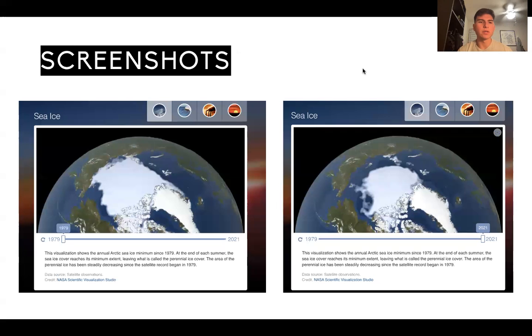But here's some screenshots. So here's the sea ice melt. You can see back in 1979, there's a lot of ice. In 2021, we're missing maybe a third of it. And there you just see a trend as you move the slider that is getting worse and worse.